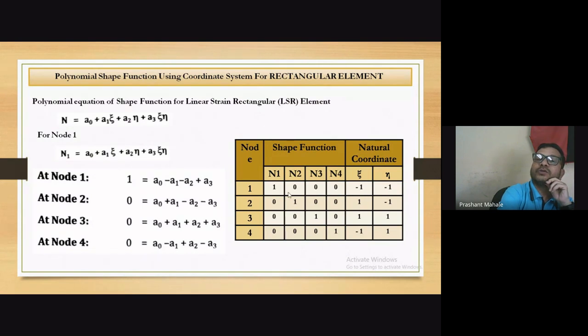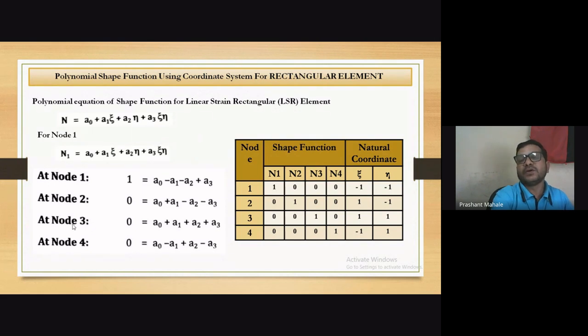So you just put these corresponding values and you will reach this equation. Now I'll go for node 2. At node 2, the value of N1 is 0. You can see here 0. Therefore 0 here. Whereas the values of zeta 1 and eta -1, if used in this equation, then the equation comes out to be this: 0 is equal to a0 plus a1 minus a2 minus a3.